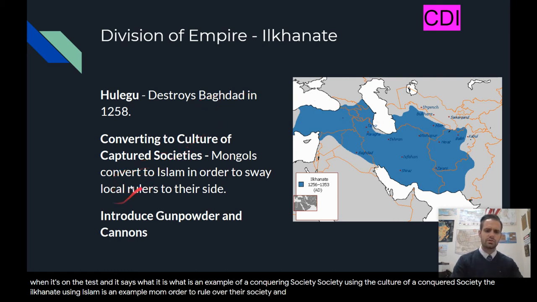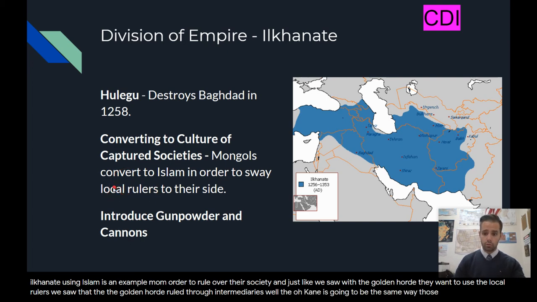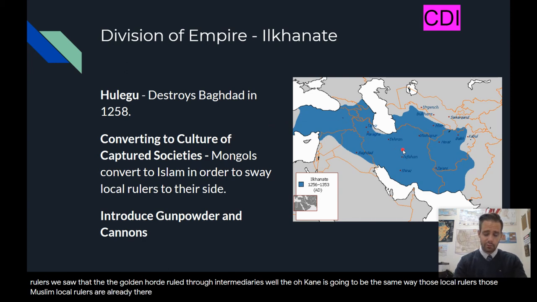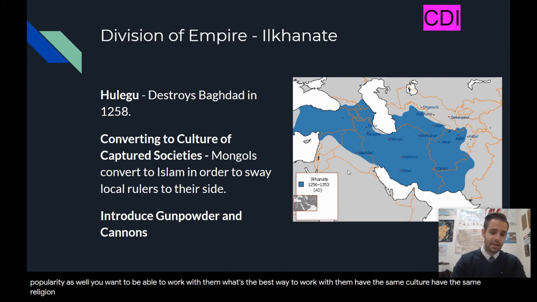And just like we saw with the Golden Horde, they want to use the local rulers. We saw that the Golden Horde ruled through intermediaries. Well, the Ilkhanate is going to be the same way. Those local rulers, those Muslim local rulers who are already there, they're powerful. They have a lot of resources, they have a lot of money, and they probably have a lot of popularity as well. You want to be able to work with them. What's the best way to work with them? Have the same culture, have the same religion.